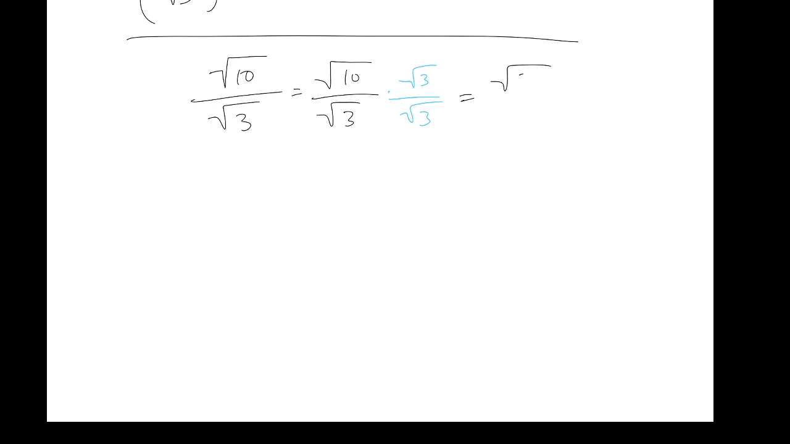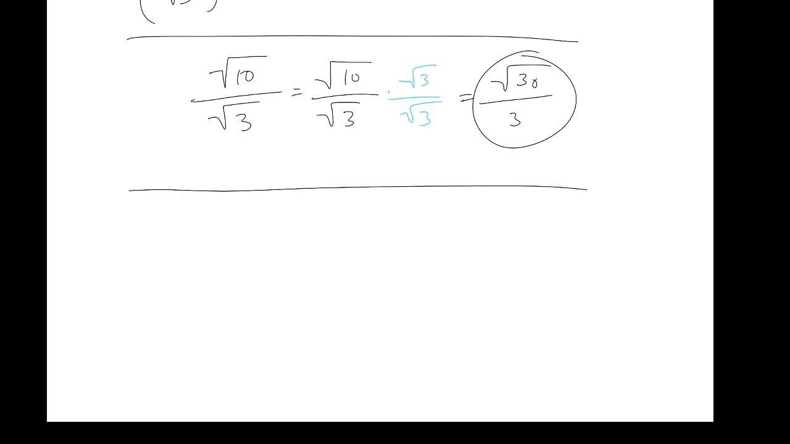Let's take rad 10 over rad 3. Well, rad 10 over rad 3, we have to multiply times 1. Rad 10 times rad 3 is rad 30. Rad 3 times rad 3 is 3. We're done. Rad 30 cannot be simplified. There are no square numbers inside of it. So we're all set. Okay.